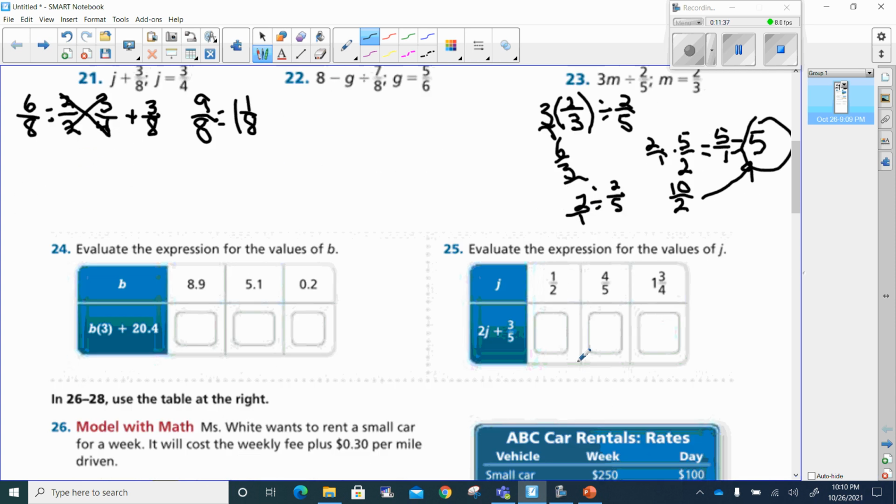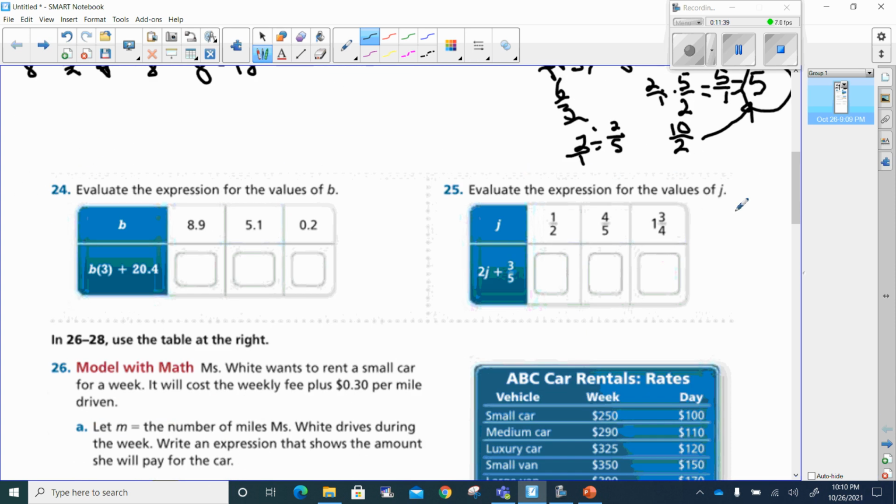All right, I'm going to number 25. Evaluate the expression for the values of j. All right, when they're saying if j is 1/2, what will this equal? If j is 1/2, half of 2 would be 1. And 1 plus 3/5 would be 1 3/5. All right, I'm going to fix that up. I don't want anyone to miswrite it on their homework. 3/5.